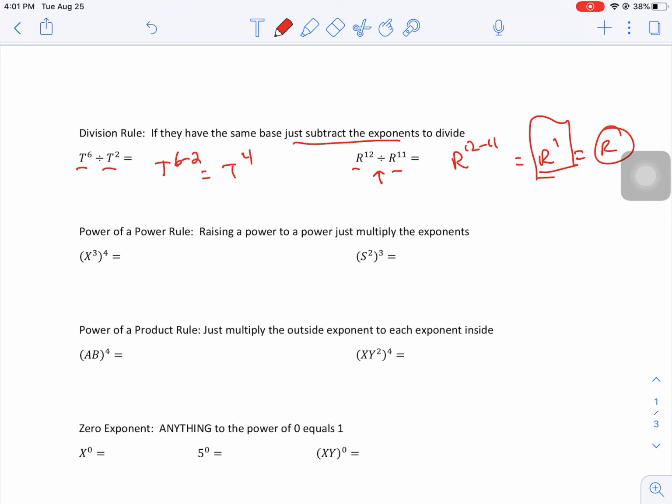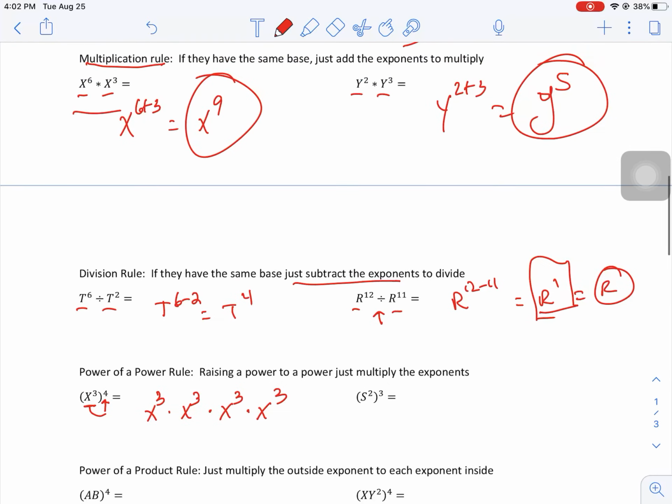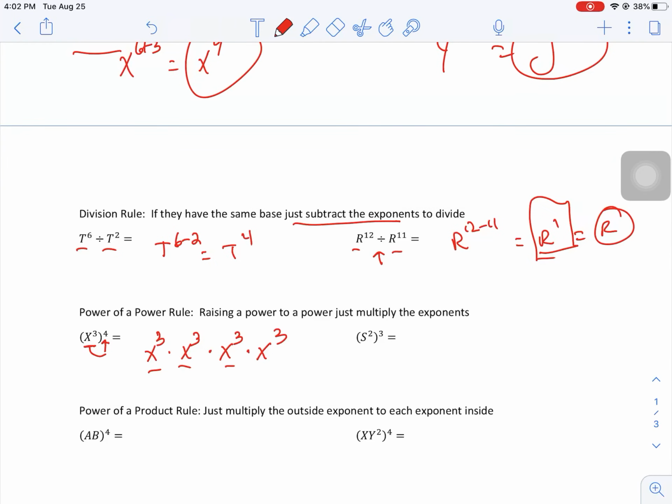Raising a power to a power. So you have this x to the 3rd power raised to the 4th power. What that means is the 4th means we're going to use this in here 4 times. X to the 3rd times x to the 3rd times x to the 3rd times x to the 3rd. Remember, we use that 4 times. And if you go back to our multiplication rule, we have common bases. So this becomes x to the 3 plus 3 plus 3 plus 3, or x to the 12th power. So an easy way to do raising powers to powers is to multiply the exponents there. X to the 12th.